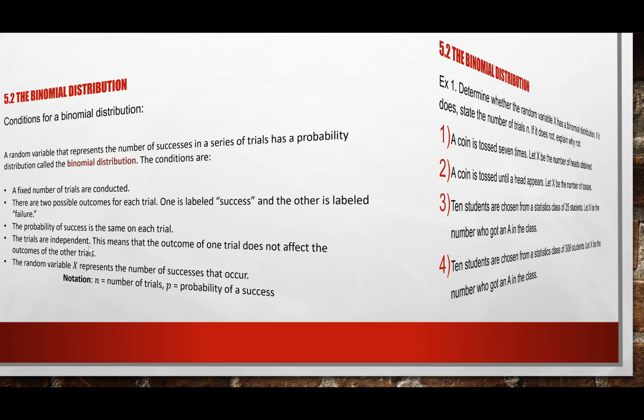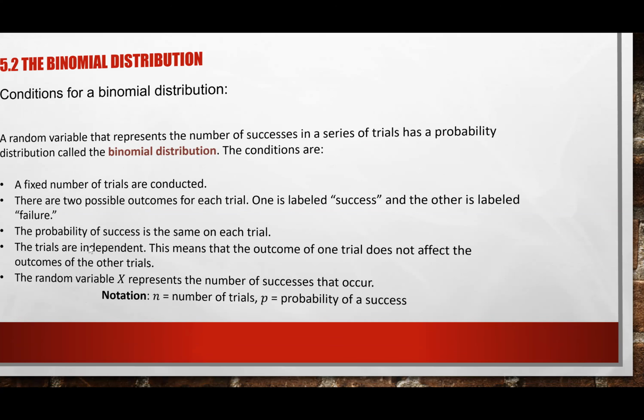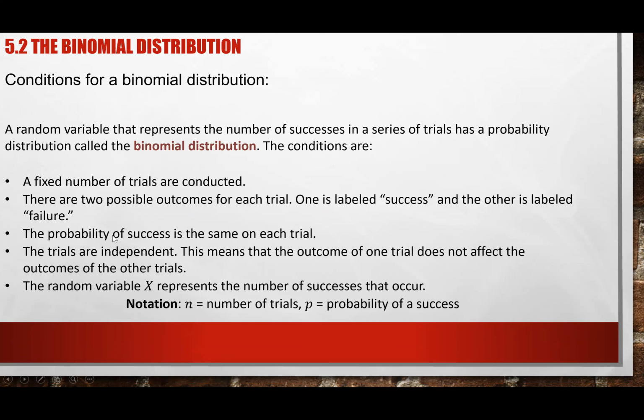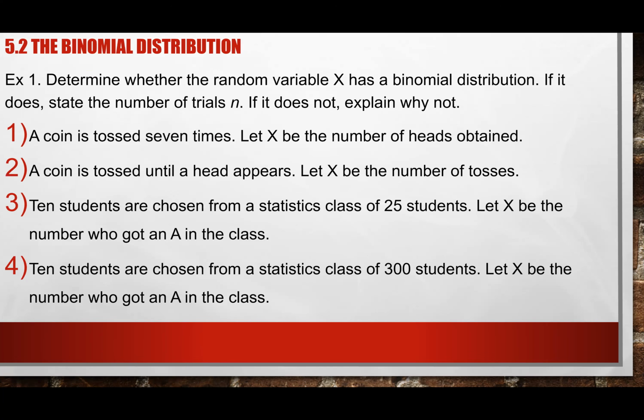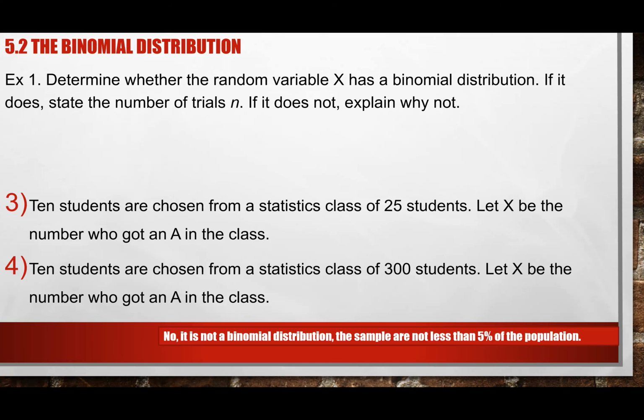Do they have a fixed number of items? Do we have either true or false, success or failure? And is the probability the same for each, and independent from each other? Okay. And again, number 3 and number 4 is just that if we were to have a real life situation, then this is the criteria: they have to be less than 5%.